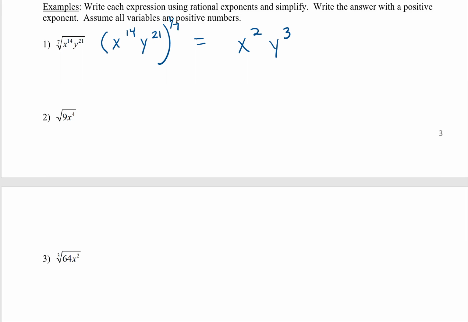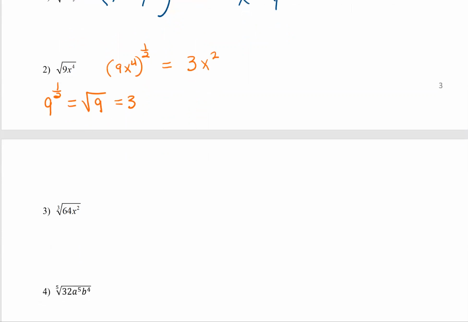Number 2, the square root of 9 is 3. I got a little ahead of myself there. I want to write it as a rational exponent. Now the square root of 9 is 3. Power to a power you multiply. 4 times 1/2 is 2. Just remember, 9 to the 1/2 is equal to the square root of 9. The square root of 9 is 3. When you have an exponent, power to a power, you multiply.